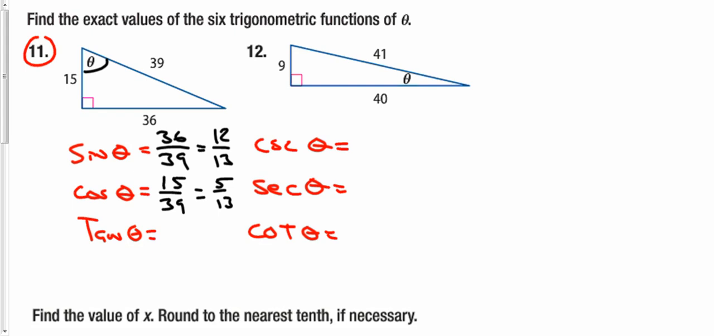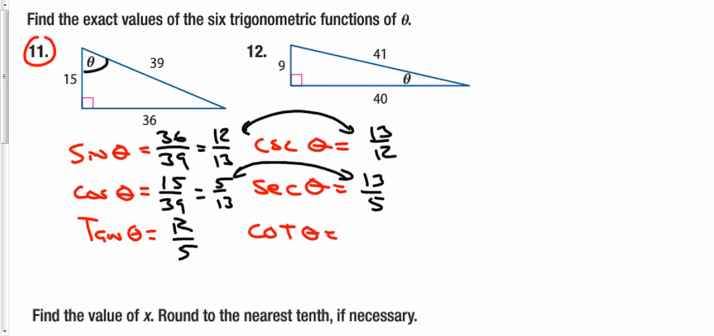Okay? Tangent is opposite over adjacent. So this is going to reduce to 12 over 5. Cosecant is going to reduce to 13 over 12. Secant is going to reduce to 13 over 5. And obviously, if you look at these two, they're just going to be opposites of each other. Okay? And then finally, cotangent is going to be 5 over 12.